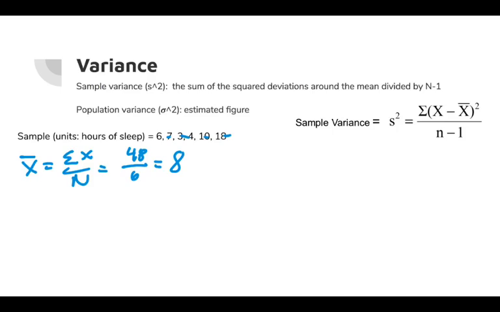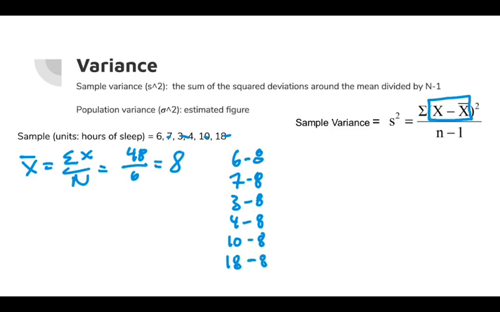So the next thing we want to calculate is this bit. What is the deviation from the mean for each of my numbers? You start with 6 minus 8, and then 7 minus 8, and 3 minus 8, and 4 minus 8, and 10 minus 8, and 18 minus 8. So I'm going to find out how much every single number in my sample deviates from the mean. First one is -2, -1, -5, -4, then 2, then 10. Okay, so I have all of my deviations.